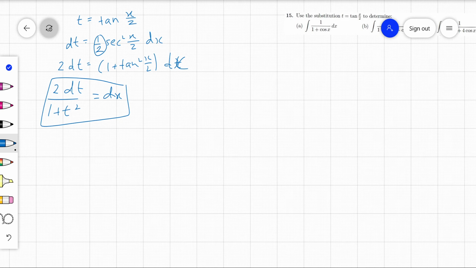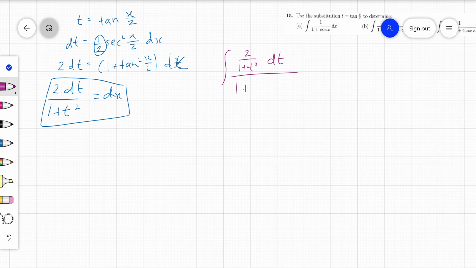So if you can do that, practice doing that quickly over and over again, because you're going to use that over and over again. All right, so the first one is 1 on 1 plus cos x. So I'm going to change straight away the dx. I'm going to put the dx on top. So dx is 2 on 1 plus t squared dt.